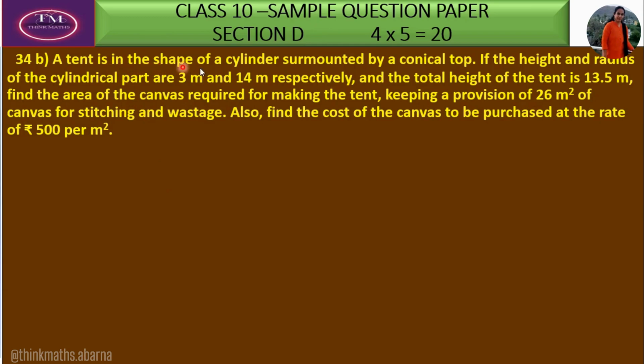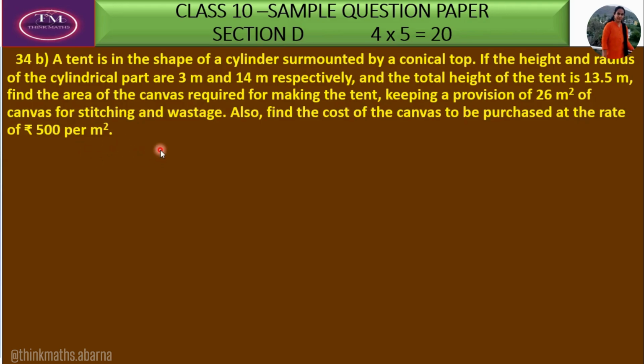A tent is in the shape of a cylinder surmounted by a conical top. If the height and radius of the cylindrical part are 3 meter and 14 meter respectively, and the total height of the tent is 13.5 meter, find the area of the canvas required for making the tent, keeping a provision of 26 meter cube of canvas for stitching and wastage. Also find the cost of the canvas to be purchased at the rate of rupees 500 per meter square.